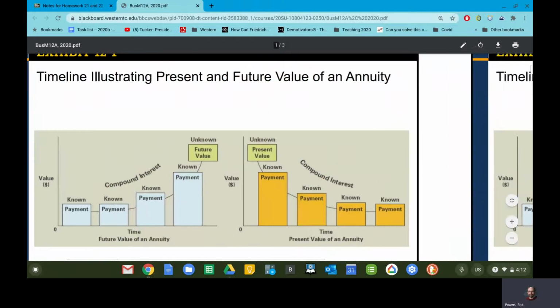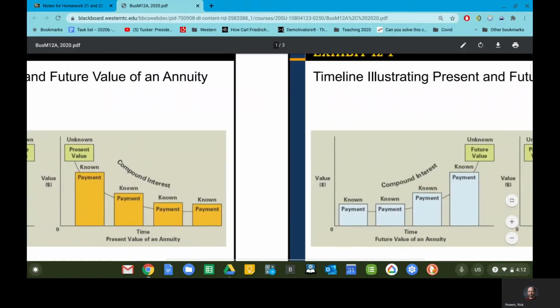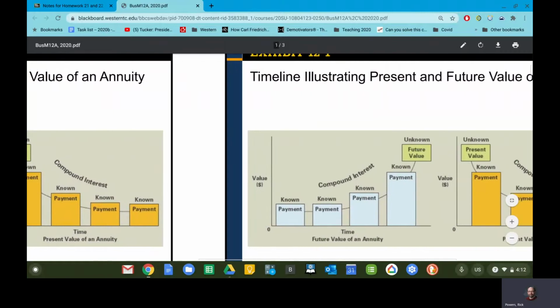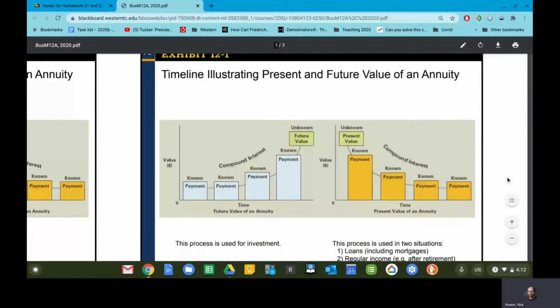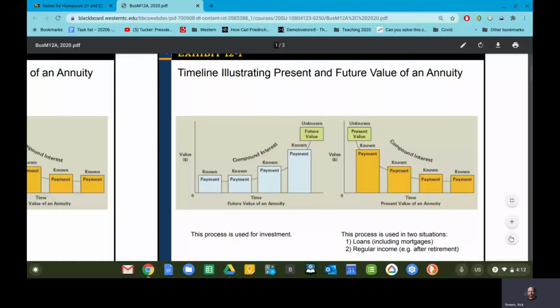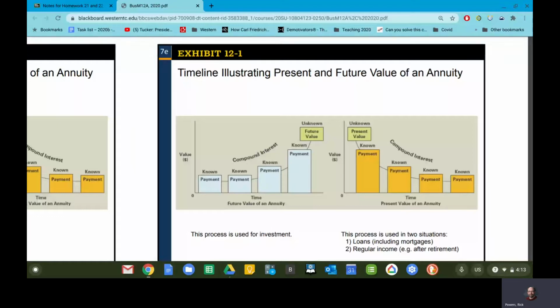Now, specifically in this situation, the future value is used for investing. If you want to invest in something, then you're going to use this idea of the future value. You're going to put in money over time and it's going to grow. Most people do this for retirement. You're going to put in money regularly and it's going to grow as the interest is compounded. But a business could certainly also use this method.